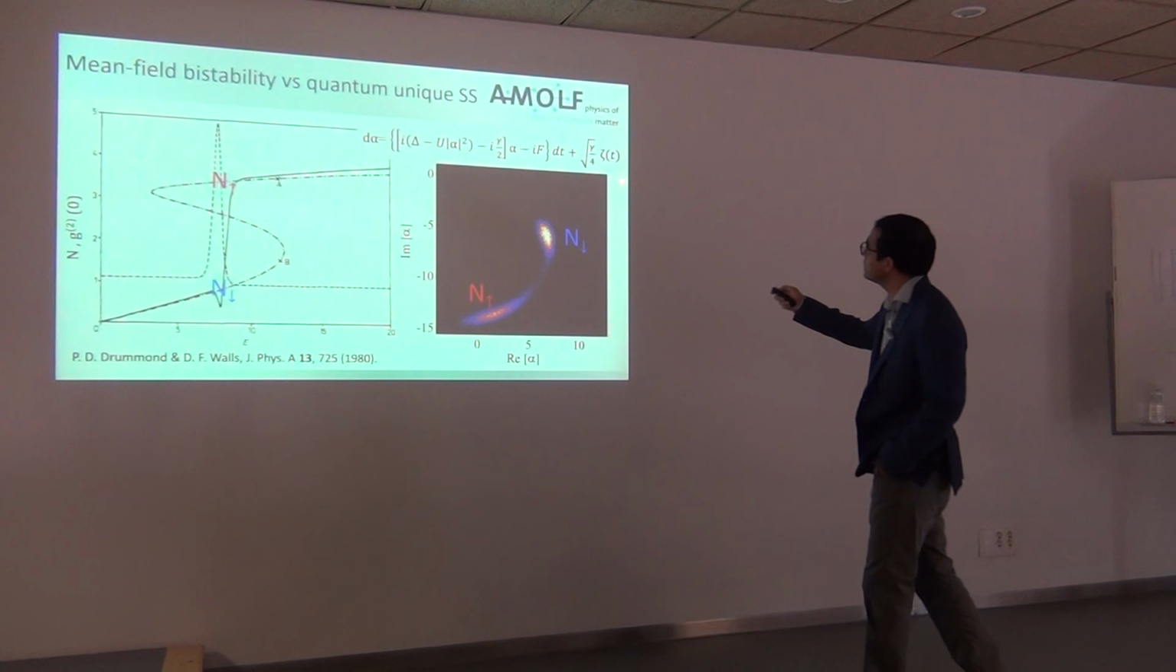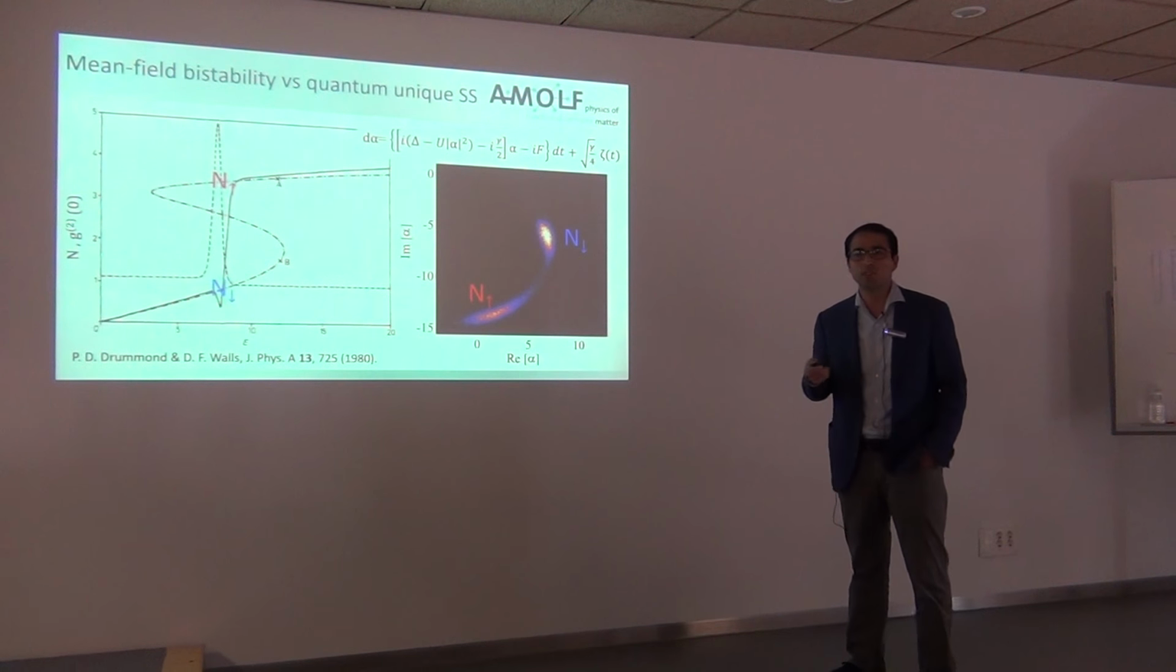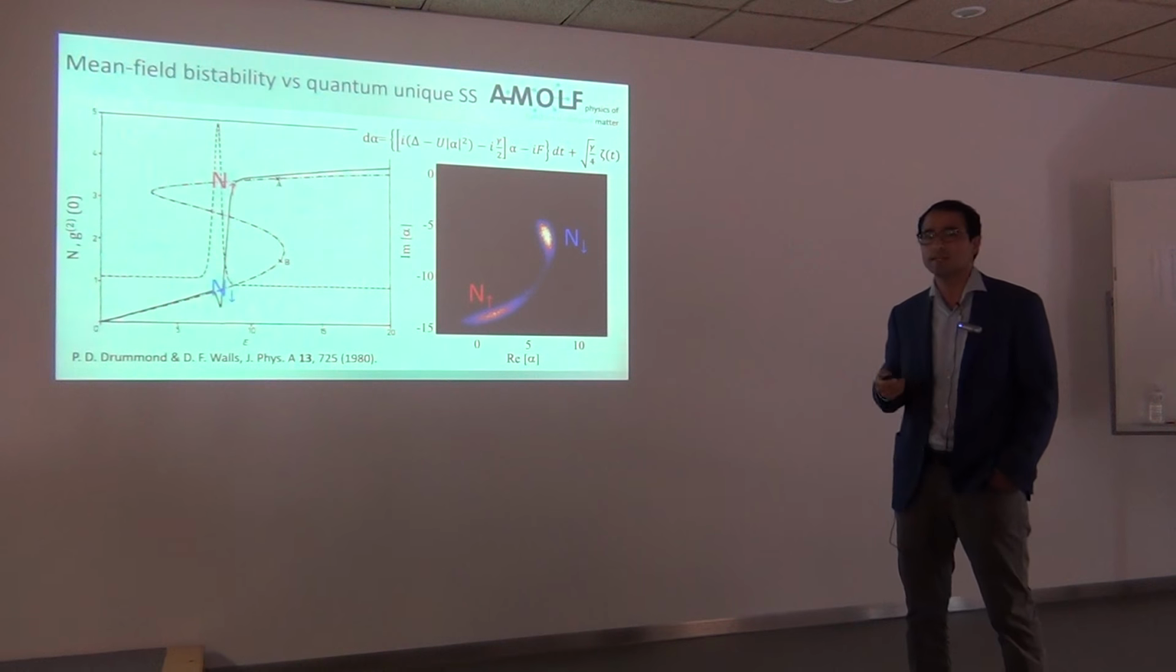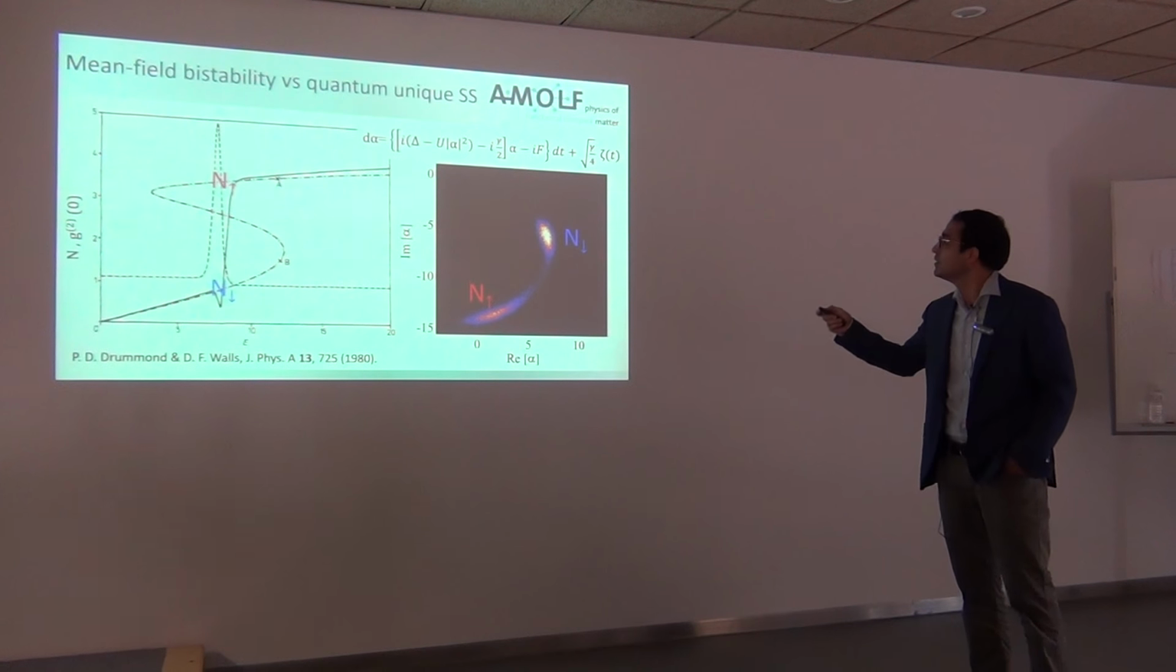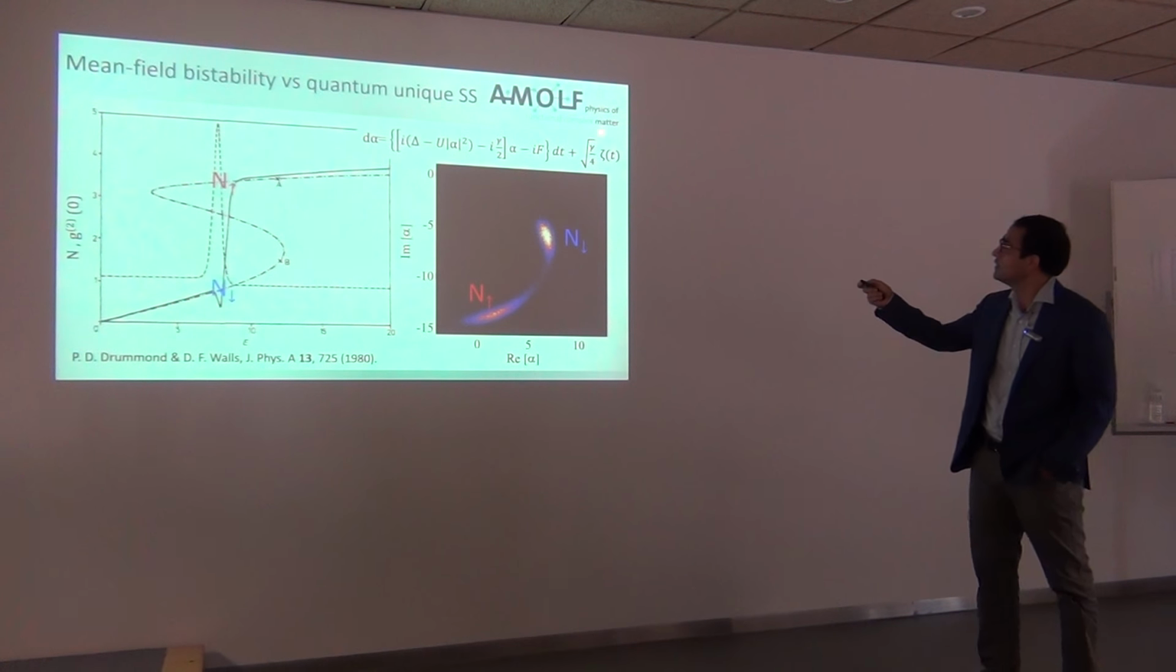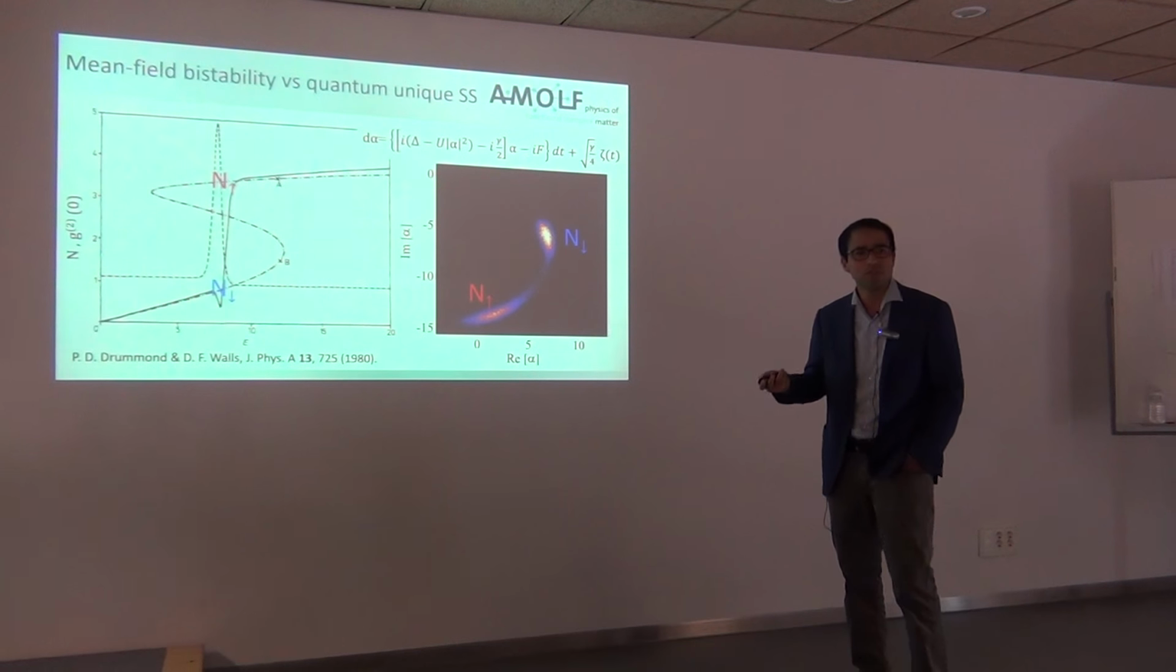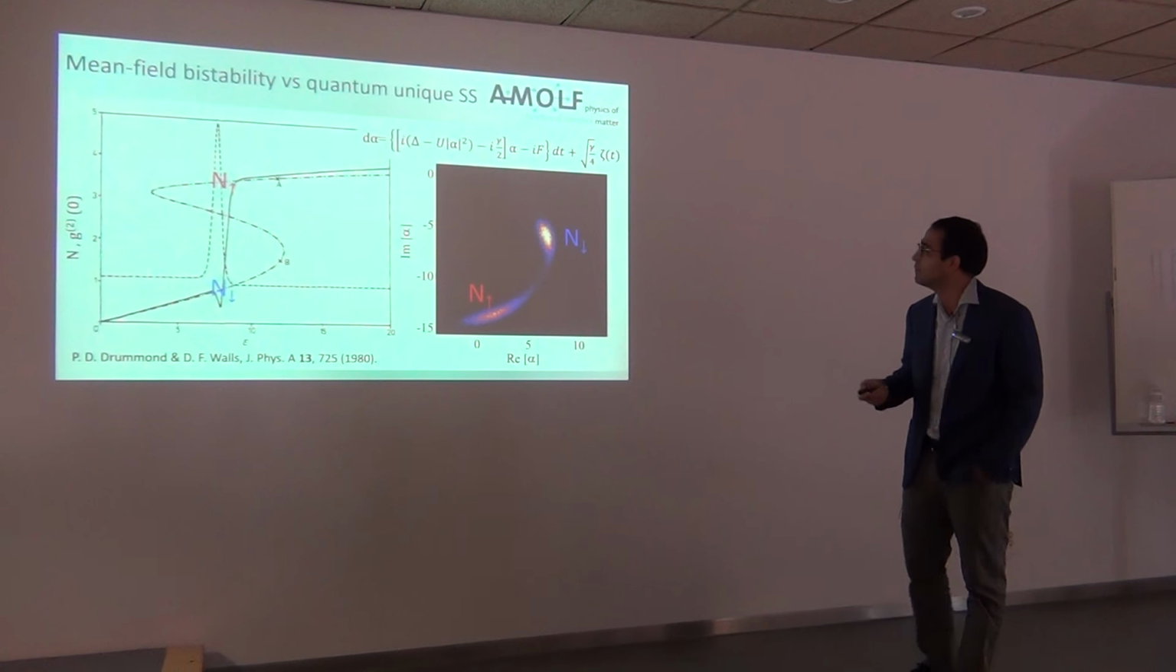And I added this stochastic term, zeta, which has zero mean and is delta correlated. This corresponds to the quantum noise. Basically, the variance is given by the dissipation, which comes from the fluctuation dissipation theorem.